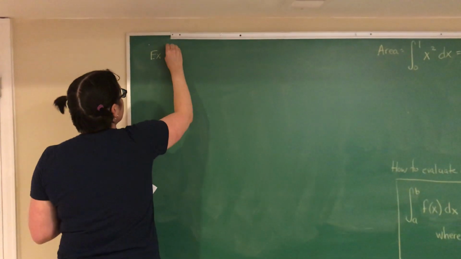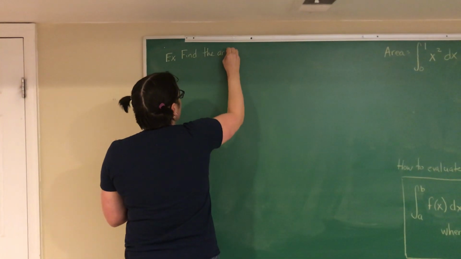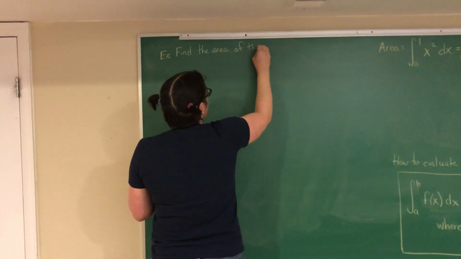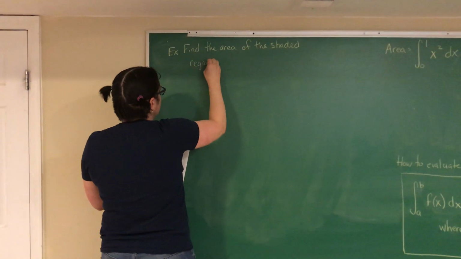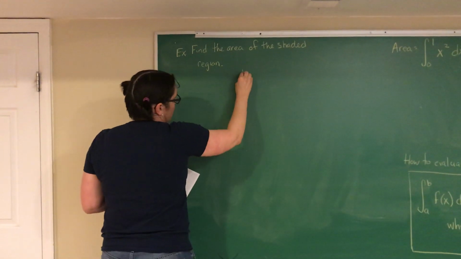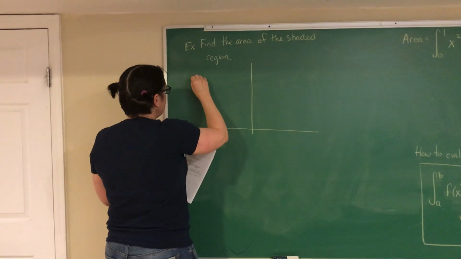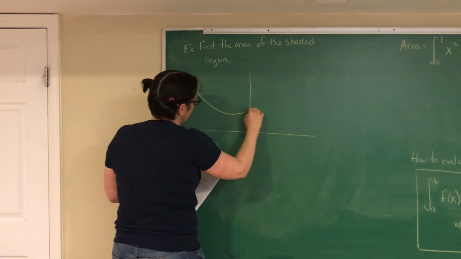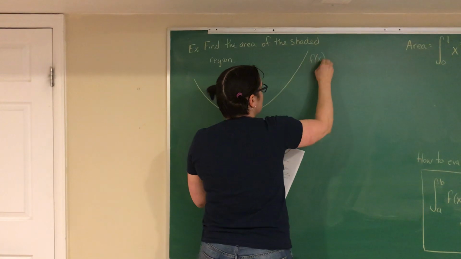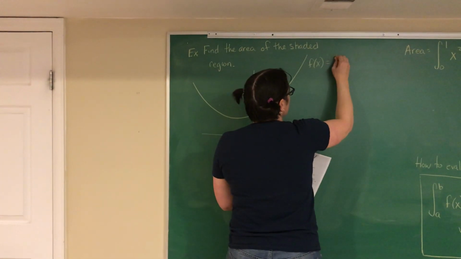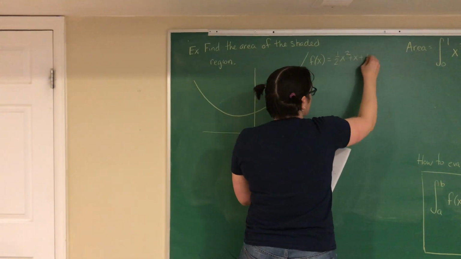In this example, we would like to find the area of the shaded region. And so we're given a picture, and we have a picture of a function. It looks kind of like this. And the formula for this function is f of x equals 1/2 x squared plus x plus 1.